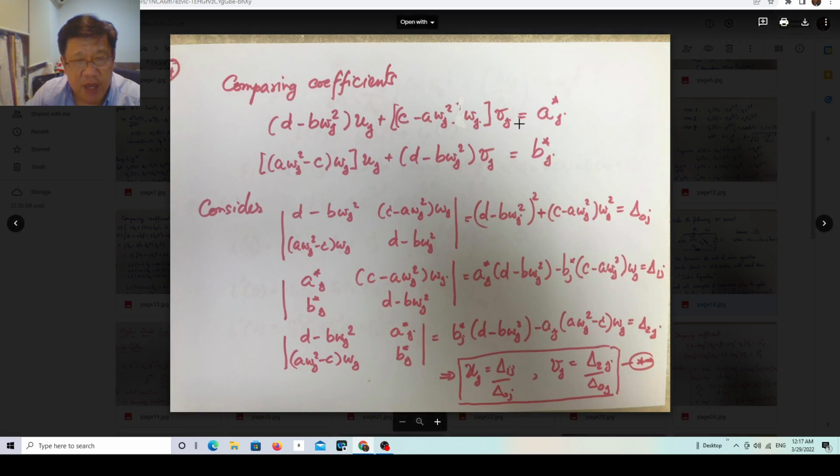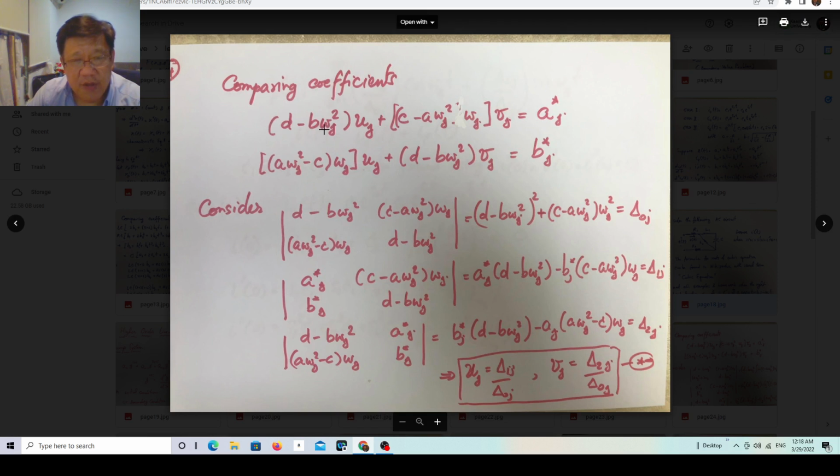You have u sub j and v sub j here. For each j, it is independent of each other for a given a star j and b star j. So you can solve for u sub j and v sub j for each j easily by using what you call Cramer's rule here. You might remember Cramer's rule is that we just write this equation in matrix form, and the coefficients from the left hand side equation form a matrix.